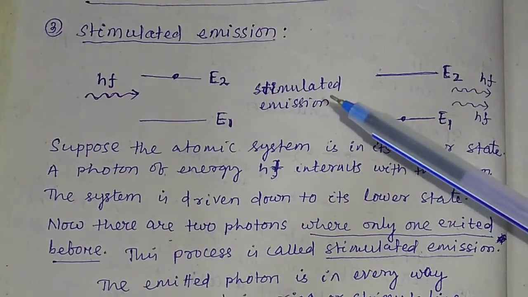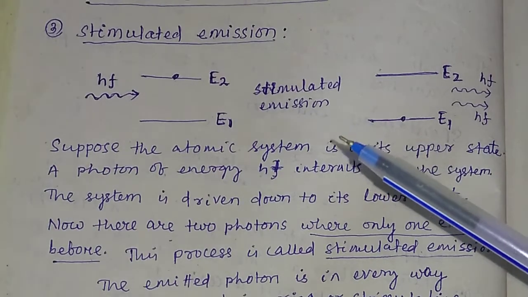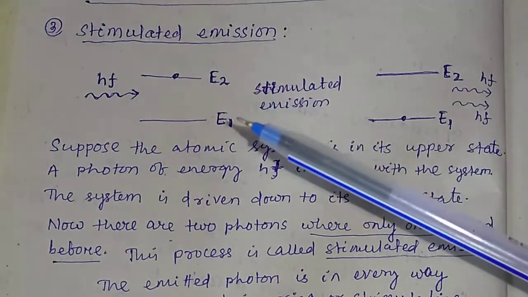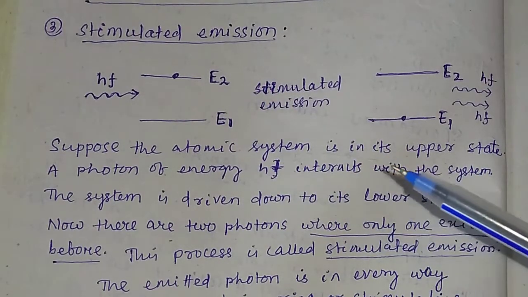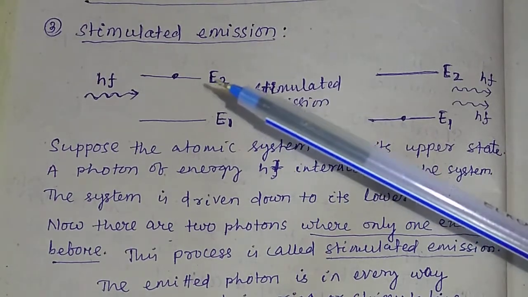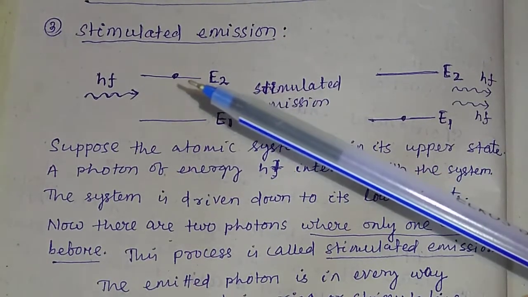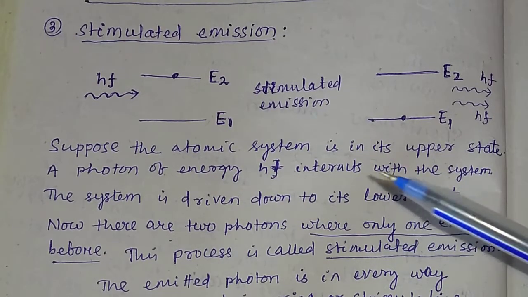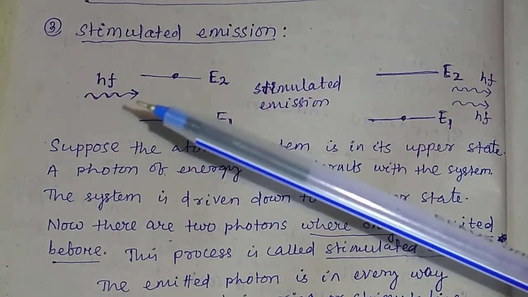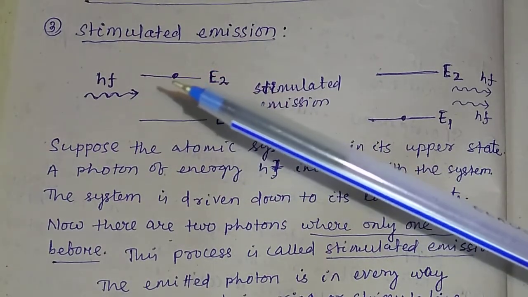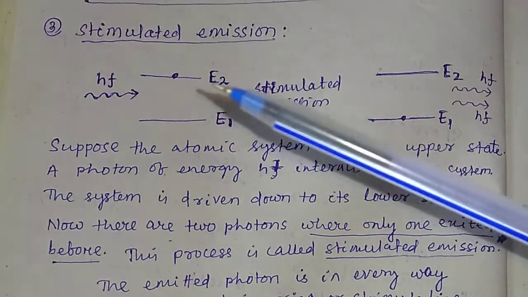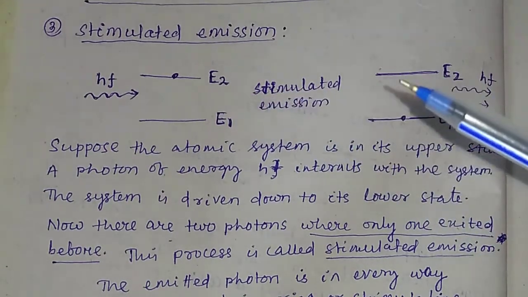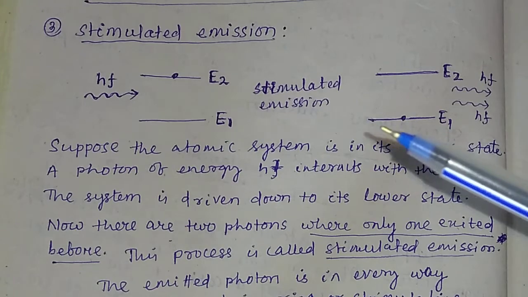Then let us discuss stimulated emission. As we have discussed, in spontaneous emission the emission of energy is spontaneous. But in stimulated emission, suppose the atomic system is in its upper state, that means the higher energy state E2. A photon of energy hf interacts with the system. Then the system is driven down to its lower state E1. So now there are two photons.